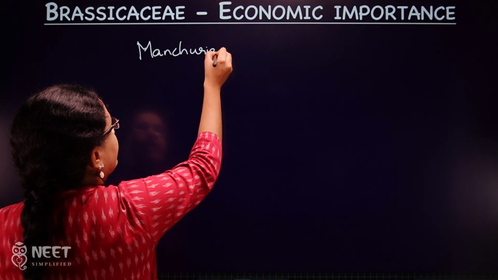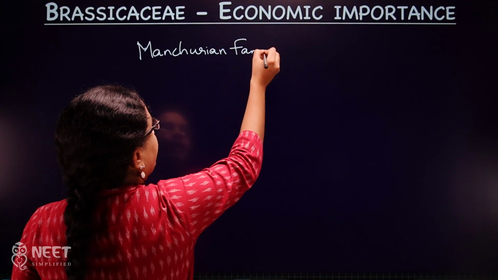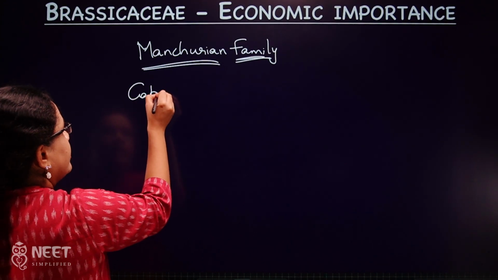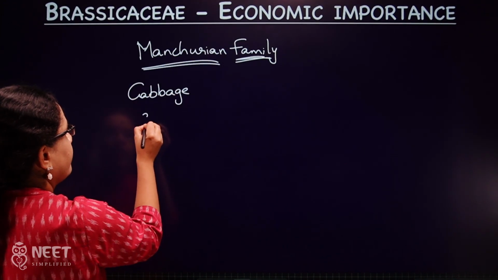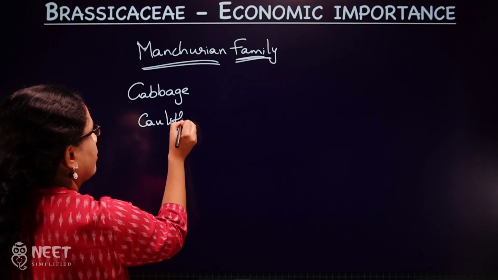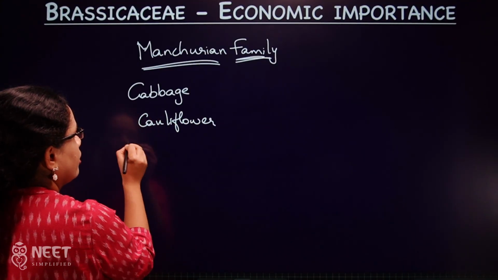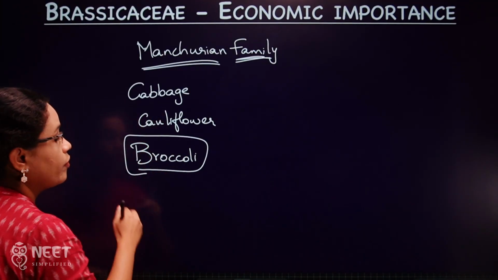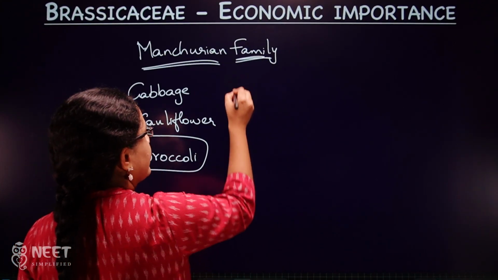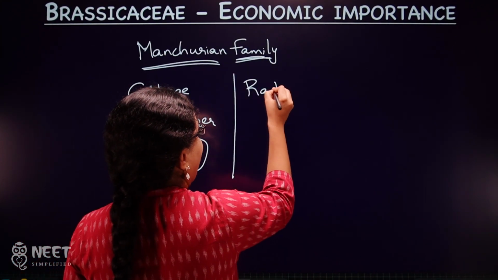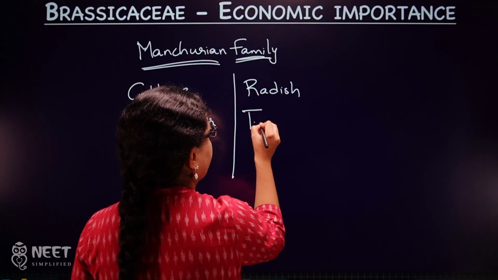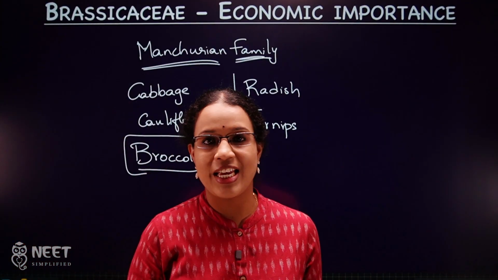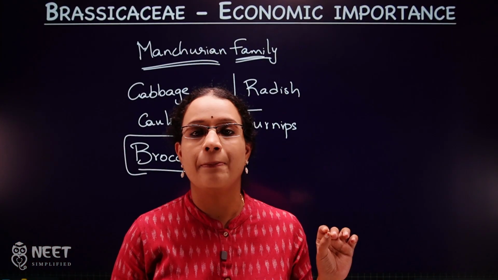So very quickly we can get reminded of this whenever you eat Manchuria. So we have cabbage, cauliflower, and also broccoli, which we definitely do not like. So when you look at the broccoli, remember Brassicaceae. We have radish and also turnips in this family, right? So that's about Brassicaceae, and we have simplified it completely for you.